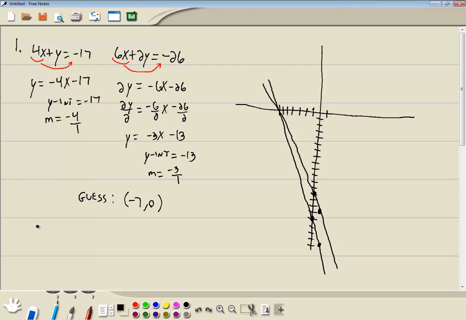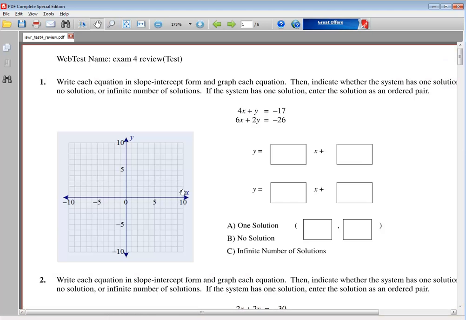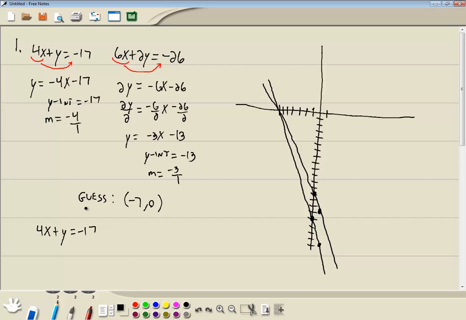Let's take a look at the addition method. So we got 4x plus y is equal to negative 17. Is it asking us to find the answer? Yeah, it is asking us to find the answer, isn't it? Okay, so 4x plus y is equal to negative 17. We got 6x plus 2y is equal to negative 26. Now we want to eliminate one of our variables. I'll eliminate the y. So I'll multiply my first equation by negative 2. And that'll get rid of the y's once I add them.